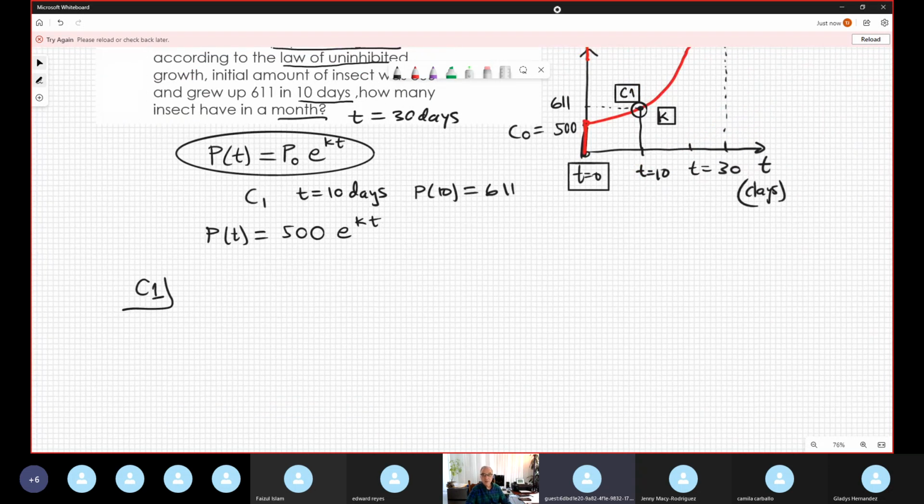In condition 1, population is 611. This is 611, equal to 500 e to the k multiplied by 10, because t is 10 in the condition. The only unknown that we have in this is k. Okay? And solve for k, and you have k in my hand.